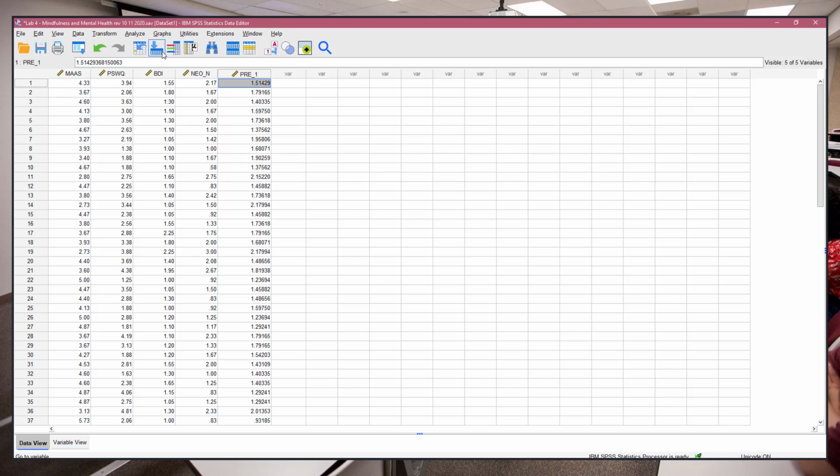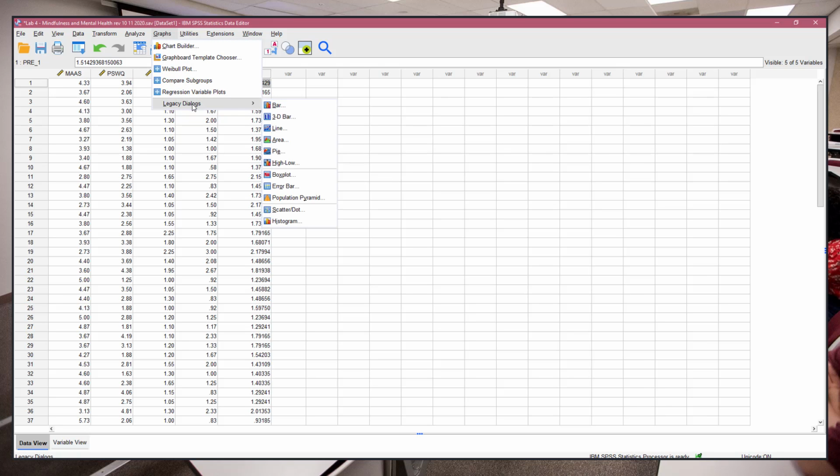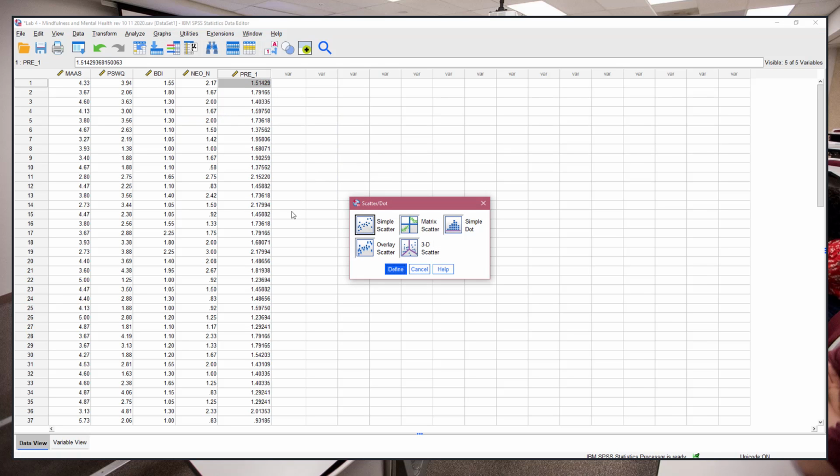So let's look at something else. Let's do a scatter plot that links mindfulness with our predicted value. And what we should end up seeing when we do this is that the points of our prediction all fall on that line of best fit. So let's go to Graphs, Legacy Dialogs, and Scatter.